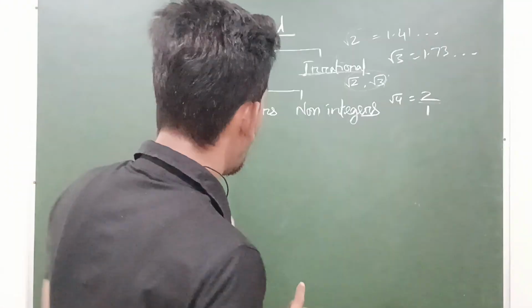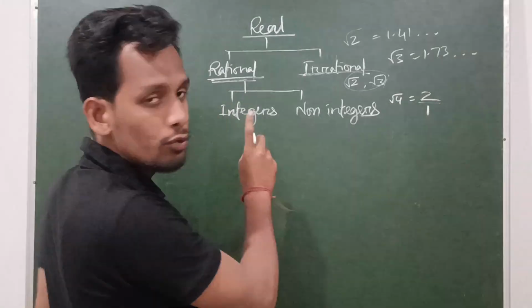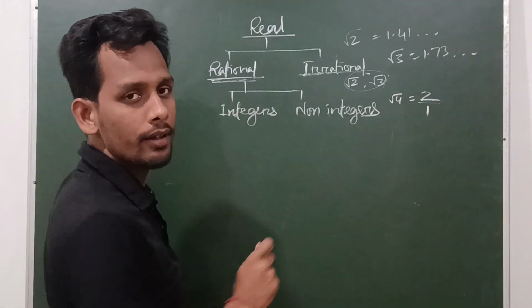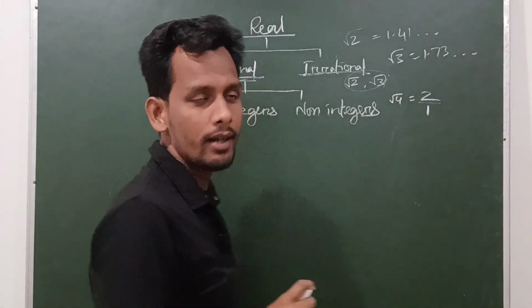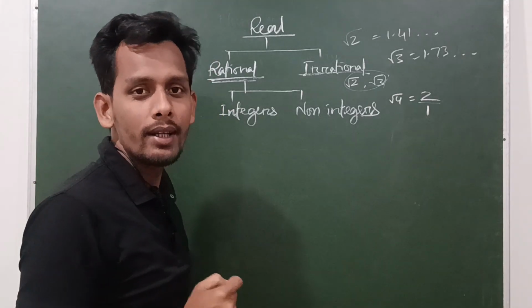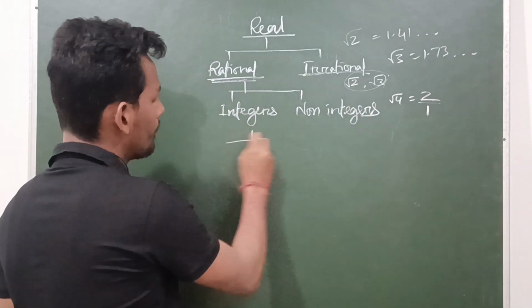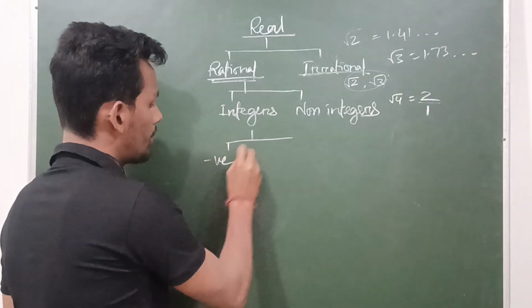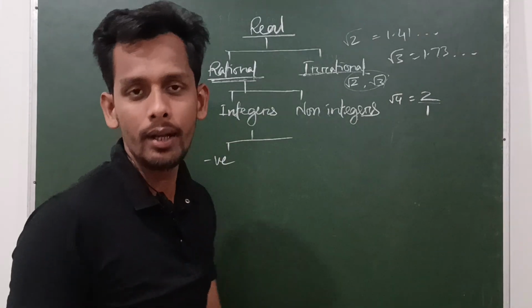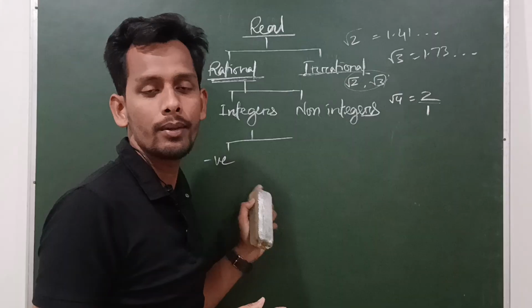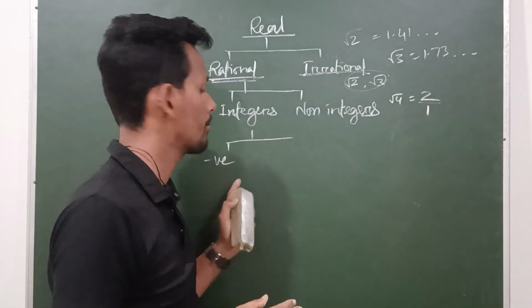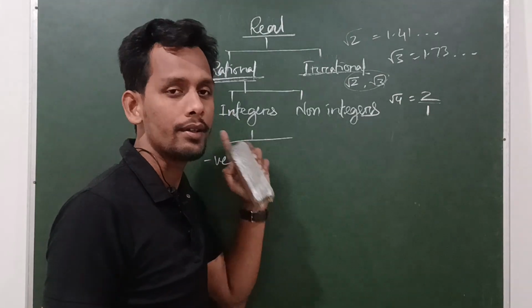Now, inside rational, two parts are there. One is called integers, another one is called non-integers. Clear? So what are the integers? We know that integers include the negative numbers, say -1, -2. In the number line, on the left side, negative numbers are there: -1, -2, -3, up to infinity.